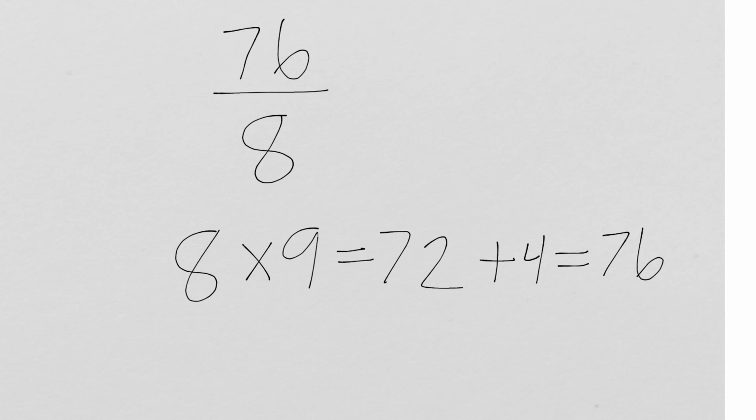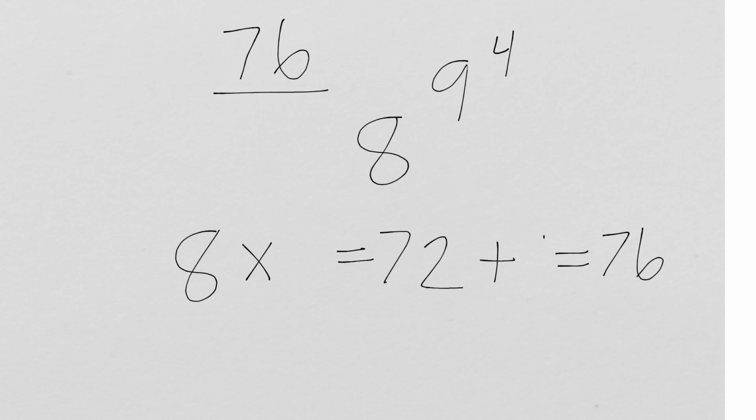Now that we have all of our parts, let's construct our mixed number. I encourage you to pause the video and try to make it yourself before I give you the answer. Now that we have our parts, the number we multiplied by becomes our whole number. So the 9 becomes our whole number. The number we added becomes our numerator. And our denominator stays the same. So our 8 stays as our denominator. And 76/8 is equal to 9 and 4/8.